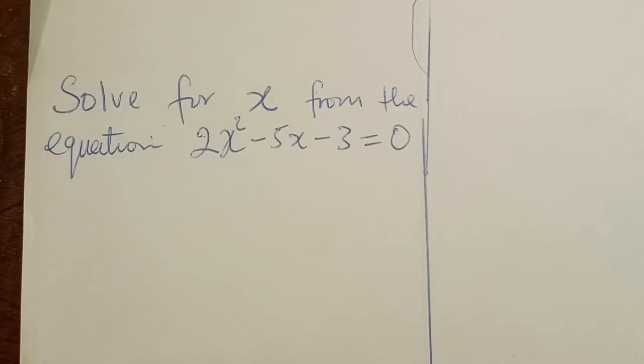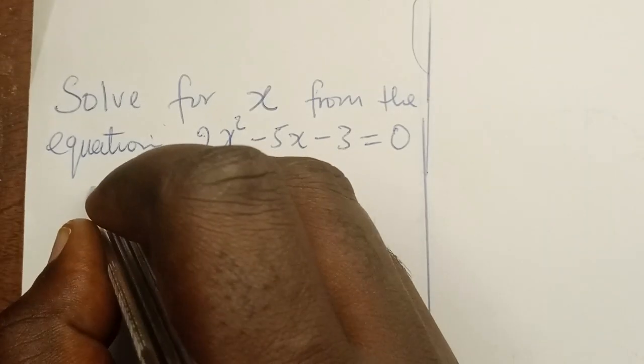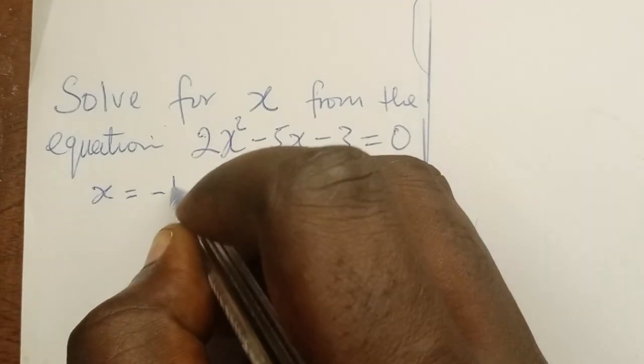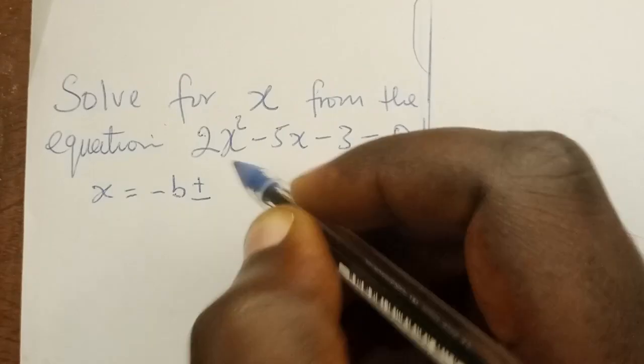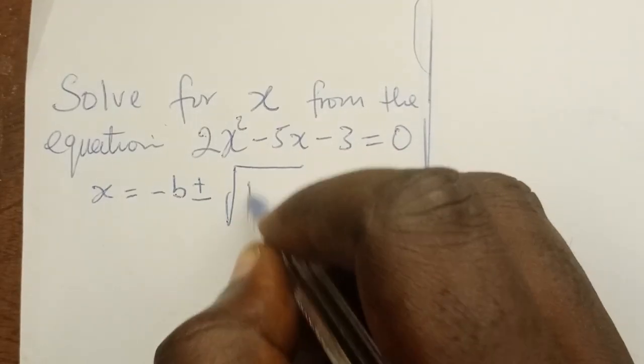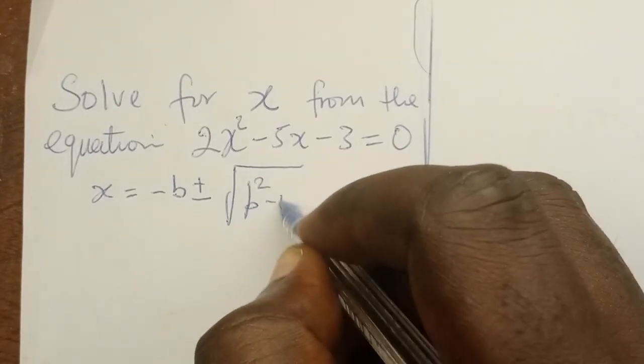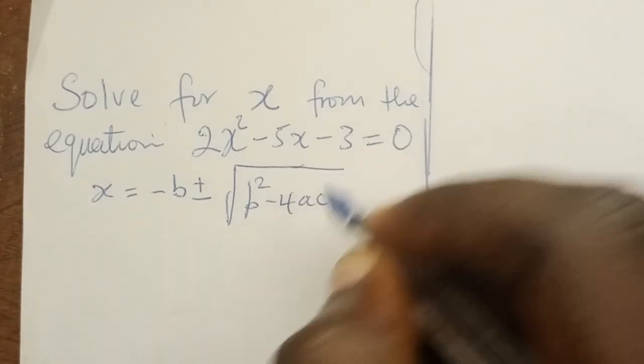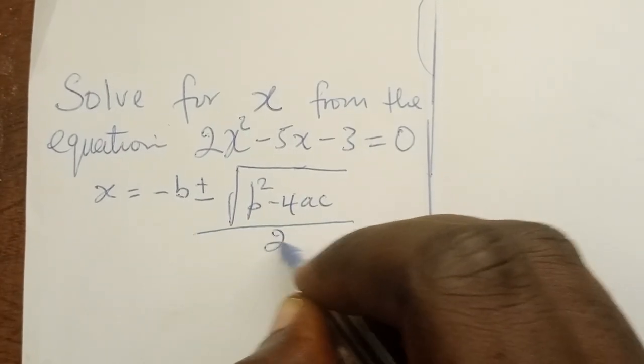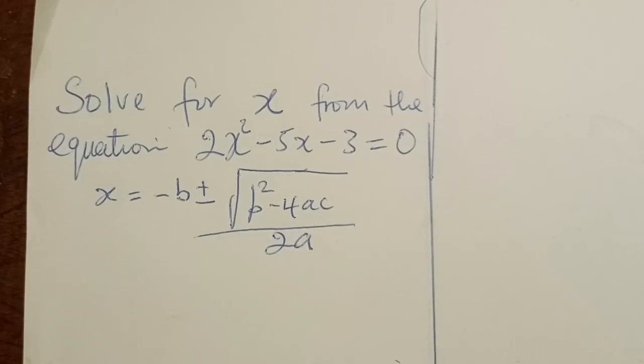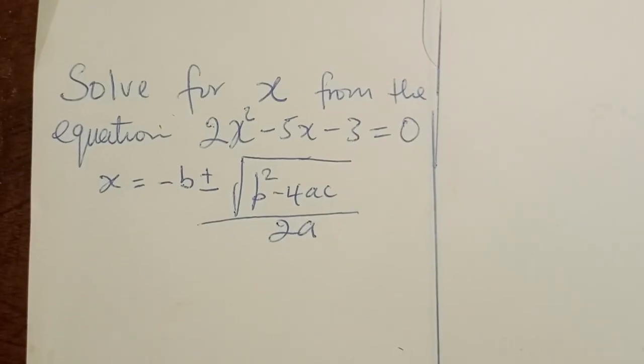So we are going to say x will be equal to minus b plus or minus the square root of b squared minus 4ac, all divided by 2a. We are going to use this expression. Of course, we therefore need to determine the various values of a, b, and c.